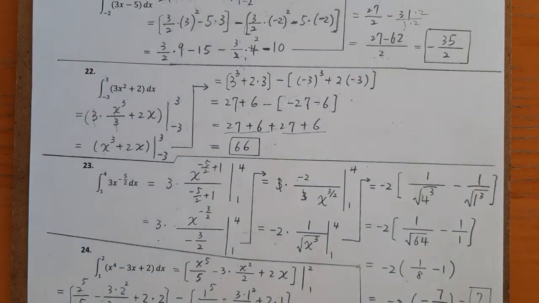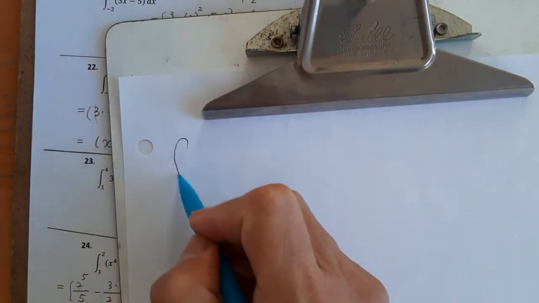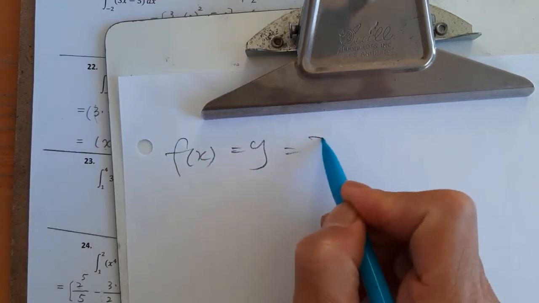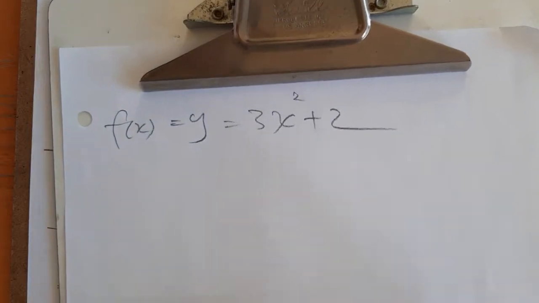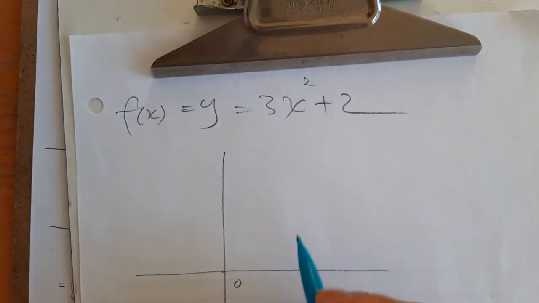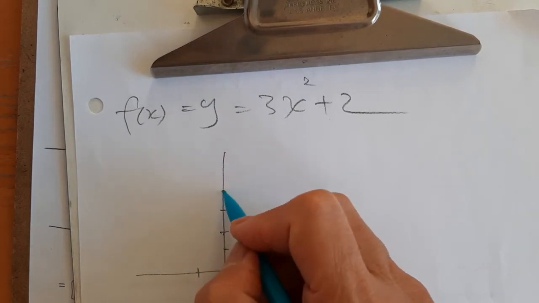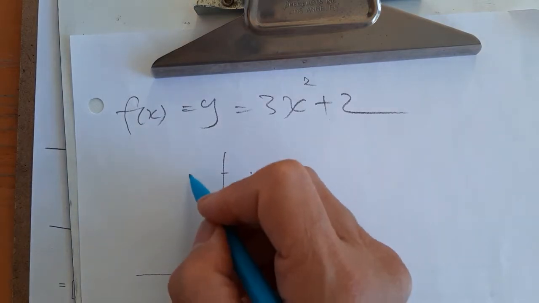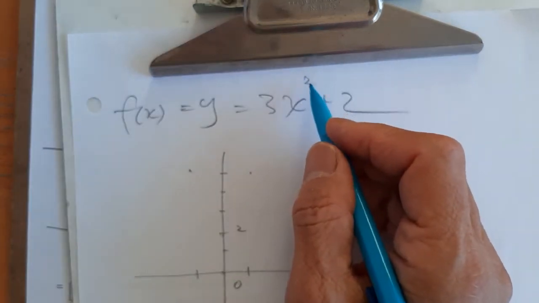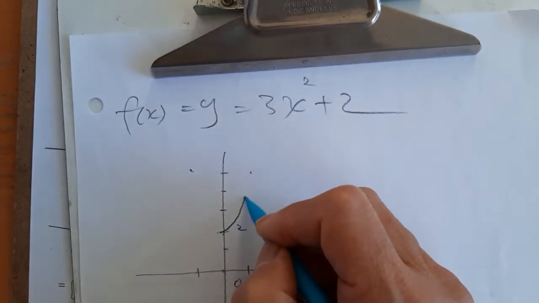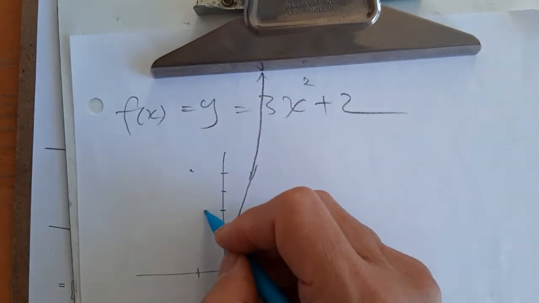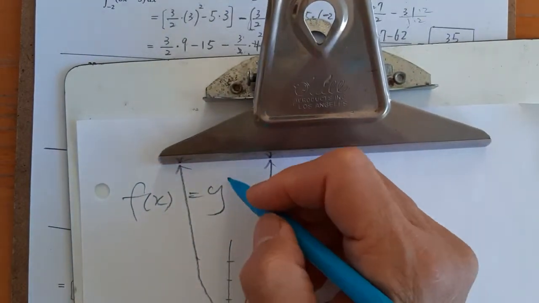Now, let me show you this graph. The graph of this is going to be a parabola, because the function is y equals 3x squared plus 2. If x equals 0, then 2. If x equals 1 or negative 1, then 5. And x equals 2, 14. It's symmetric. This is a graph symmetric to the y-axis.